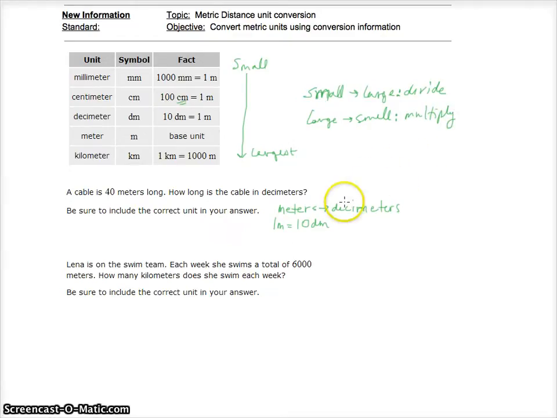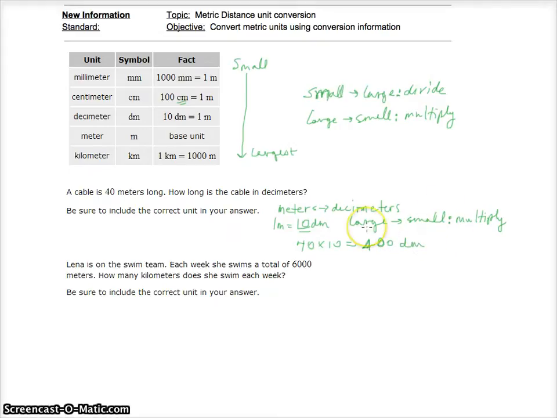So let's look at which order we're going. So I'm going from meters to decimeters. So if I look at my range here, decimeters is smaller than meters. So I'm going from large to small, which means that in this case I need to multiply. So what I'm going to do is take 10 decimeters and multiply it by 40. So we'll have 40 times 10 is 400 decimeters.